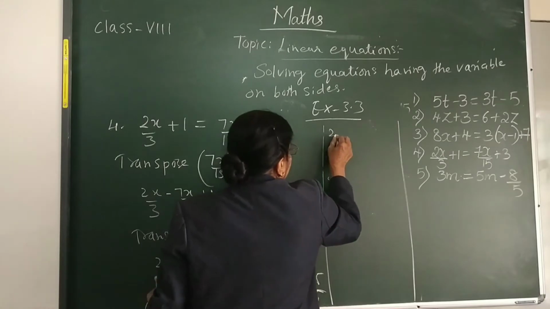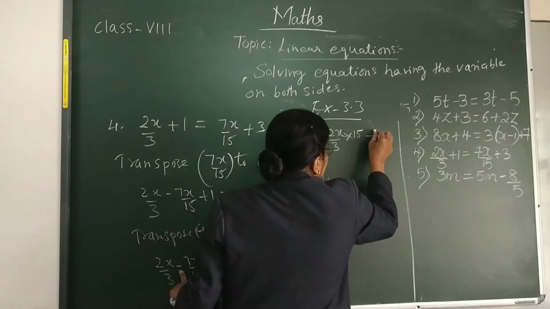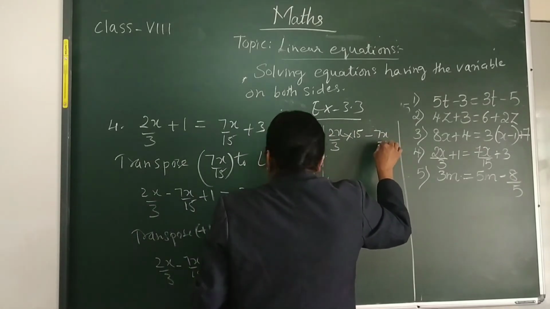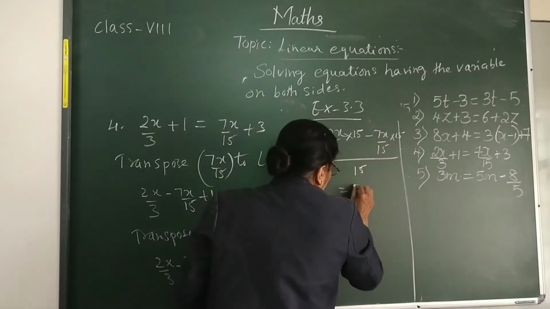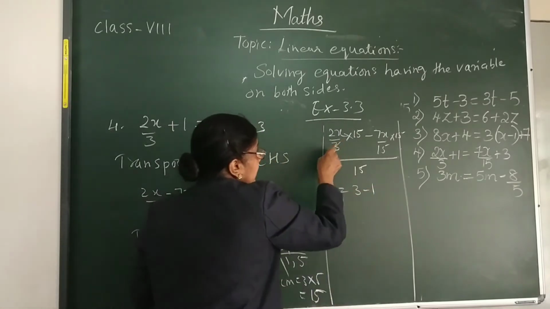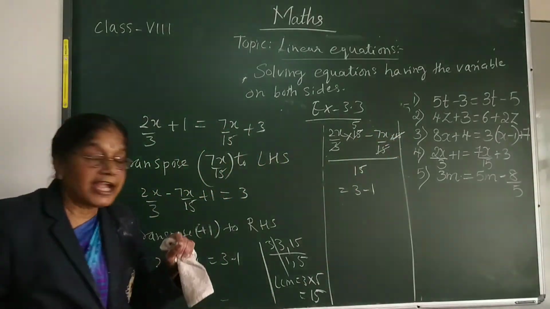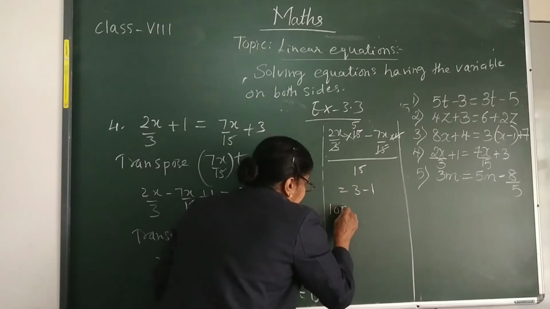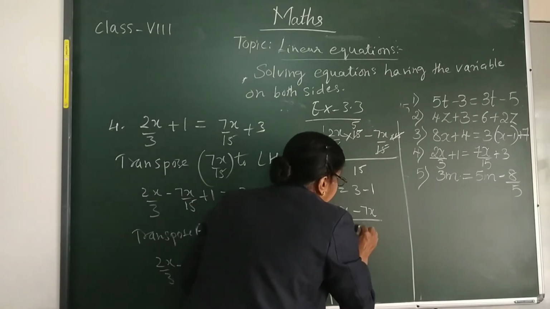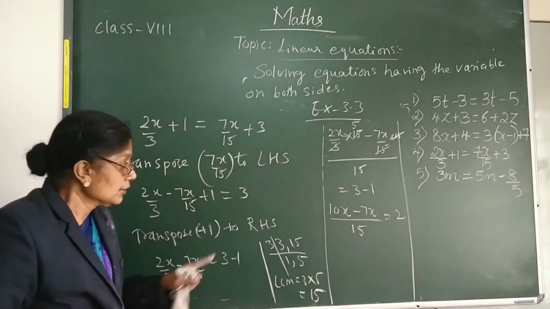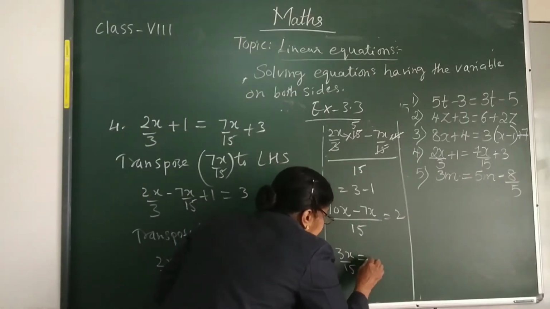So what I am going to take? Take the first fraction multiplied by LCM. Take the second fraction multiplied by LCM. Whole divided by LCM is equal to 3 minus 1. So here 3 1s are 3, 3 5s are 15, 15 will cancel. So 2 into 5 is 2x into 5 is how much? 10x minus 7 into 7x into 1 is how much? 7x divided by 15 is equal to 2. So now 10x minus 7x is how much? 3x by 15 is equal to 2.